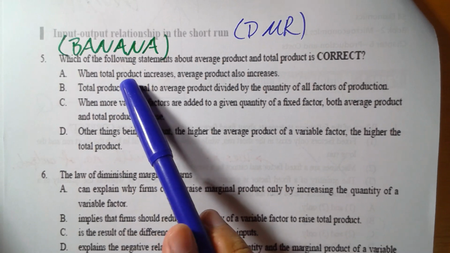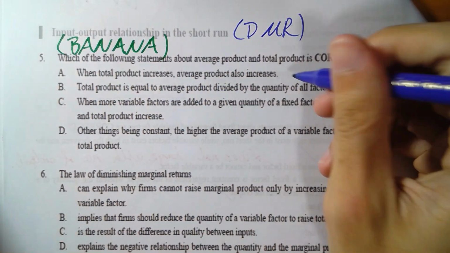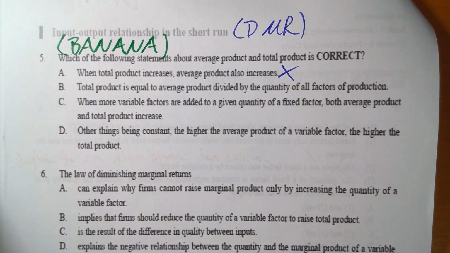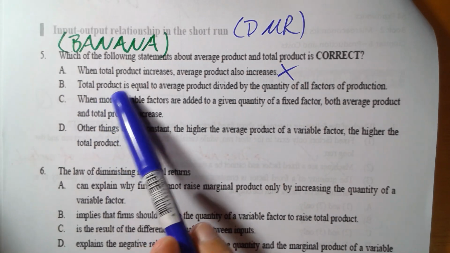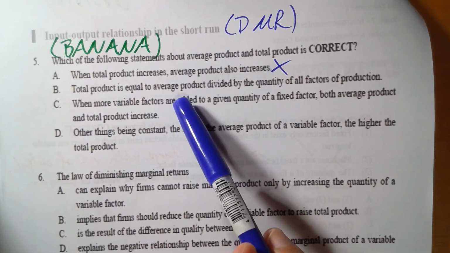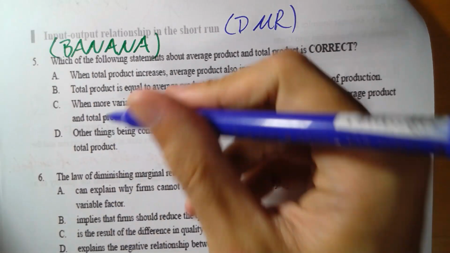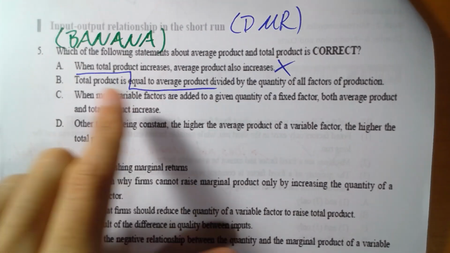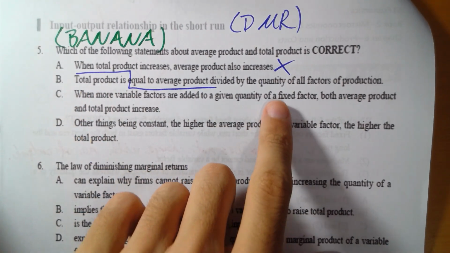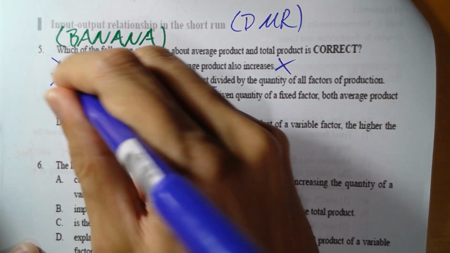Okay, now when total product increases, average product also increases. No, this is pure mathematical. Okay, this one is not necessarily true. Now, total product is equal to average divided by quantity. I think this is just the opposite, right? Average is the total divided by quantity, right? So this one is not correct as well.